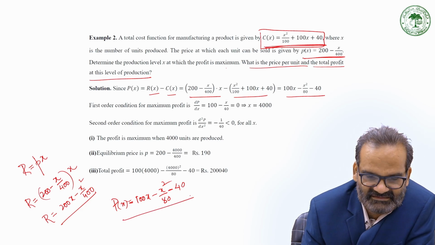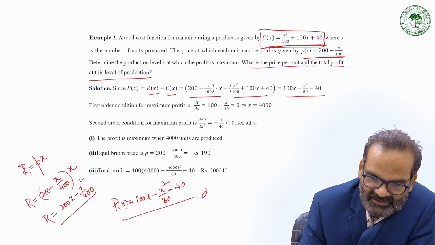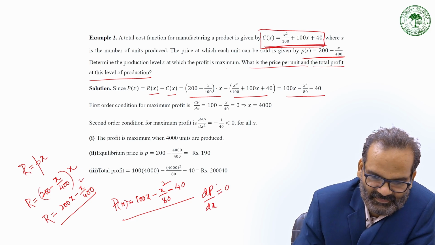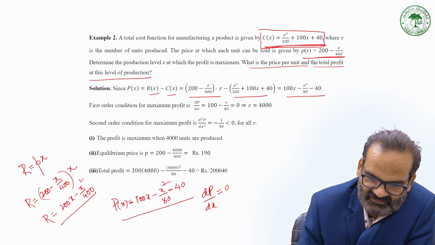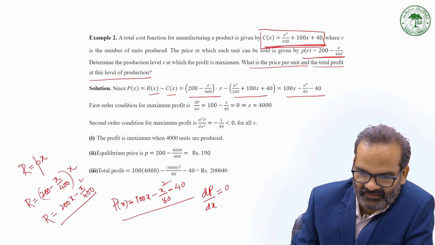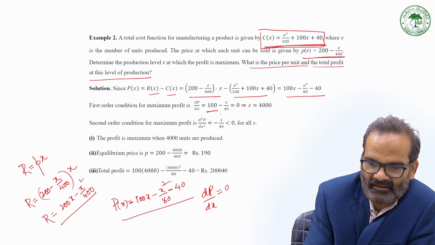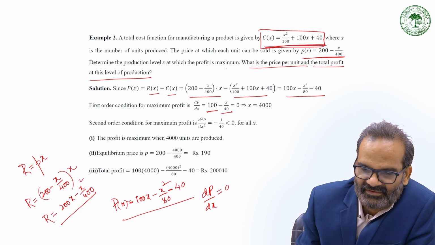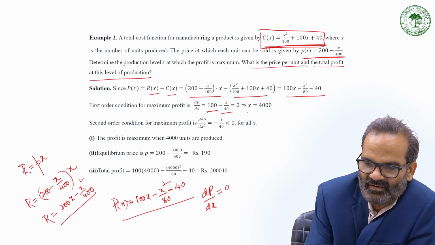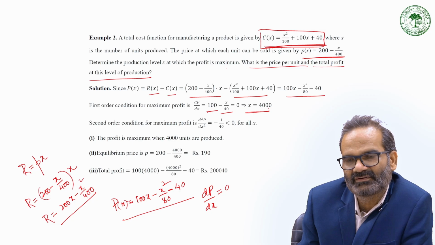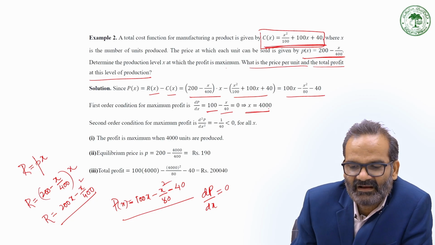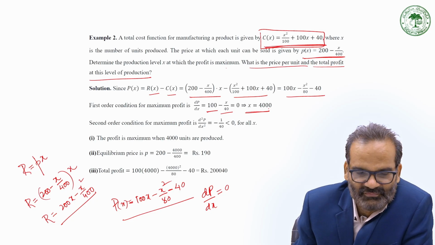We have to maximize it. For maxima, dp over dx should be 0. We know that. What is dp over dx? dp over dx will be the derivative of 100x, which is 100, and minus x upon 40. This is equal to 0. From here we are getting x as 4000, right? And the output here is coming out to be 4000.